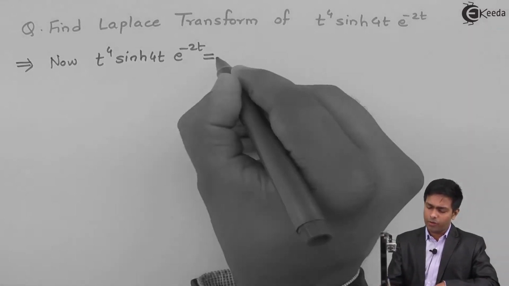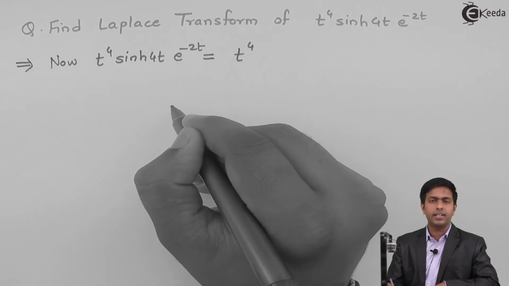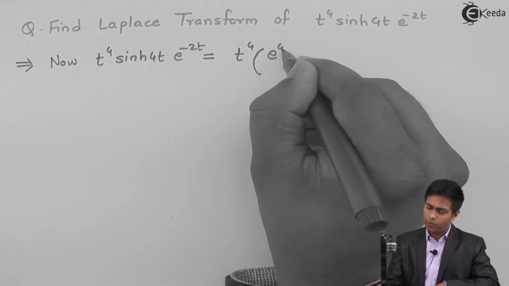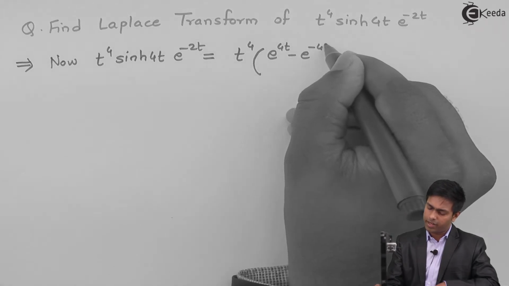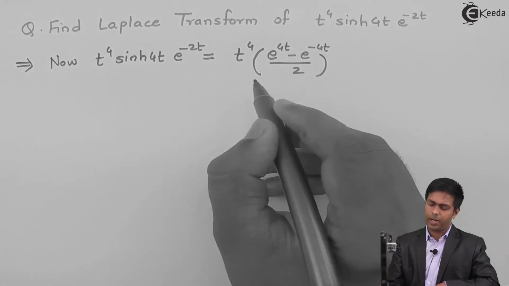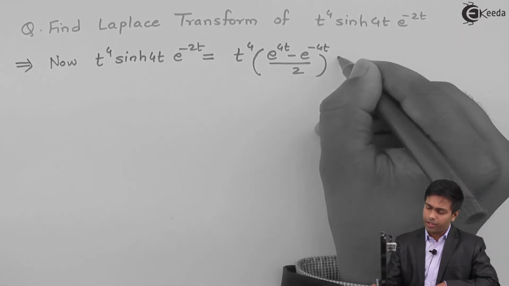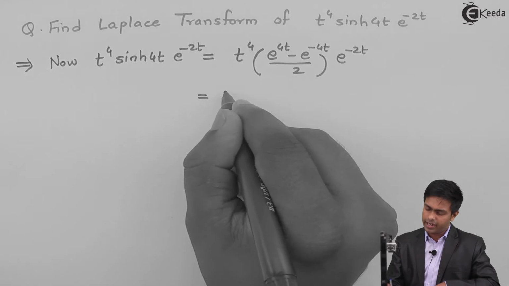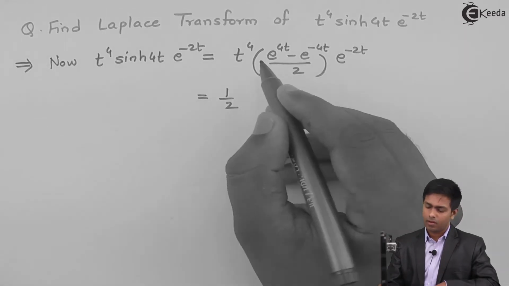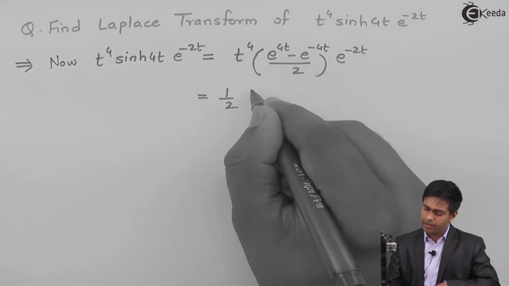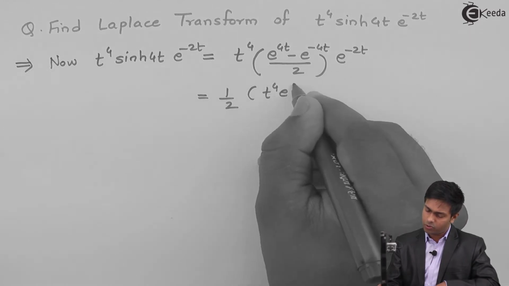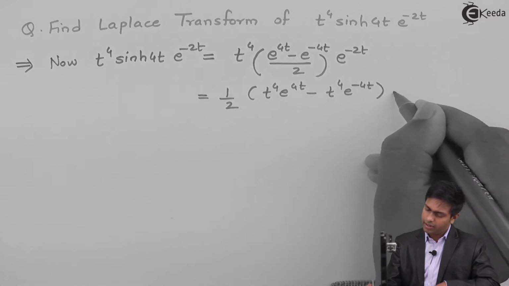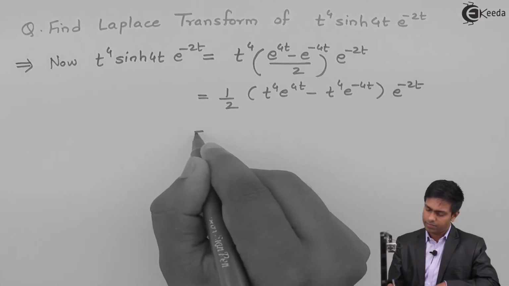Now to simplify this, we'll keep t raised to 4 as it is. Hyperbolic sine 4t, we'll write as e raised to 4t minus e raised to minus 4t upon 2. So I have applied the formula, into e raised to minus 2t. Now by solving this, I can take 1 by 2 outside. By taking t raised to 4 inside, we'll get t raised to 4 e raised to 4t minus t raised to 4 e raised to minus 4t, and this e raised to minus 2t outside.